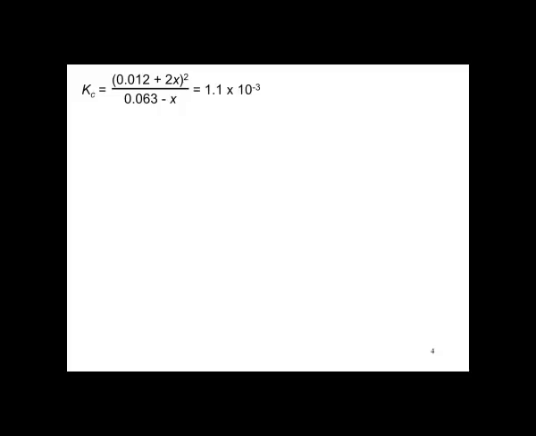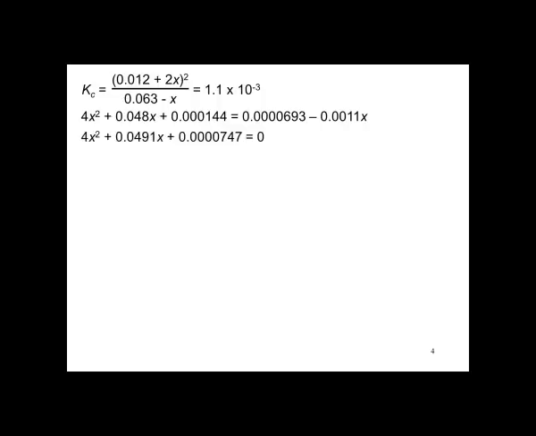We now substitute in the values. For Br, we put in 0.012 plus 2x, and remember we had to square that. In the denominator, 0.063 minus x, setting that equal to the equilibrium constant 1.1 times 10 to the minus 3. This is going to be a quadratic equation. Cross-multiplying, 4x squared plus 0.048x plus 0.000144 equals 0.0000693 minus 0.0011x. Simplifying and setting equal to 0, we have the following.